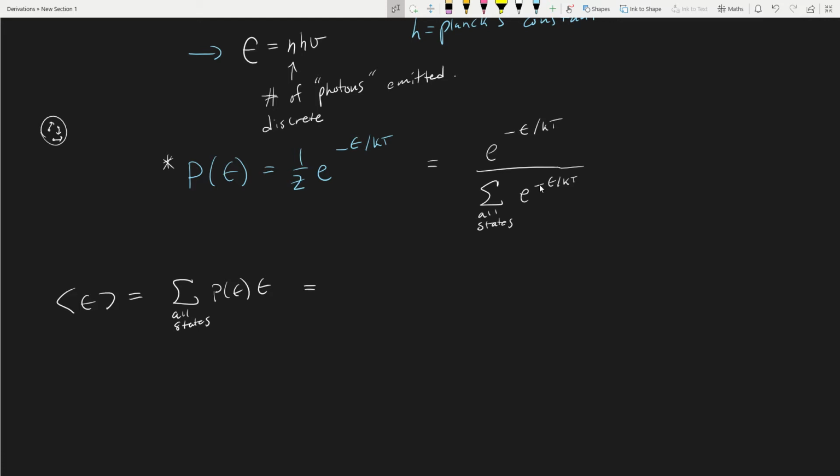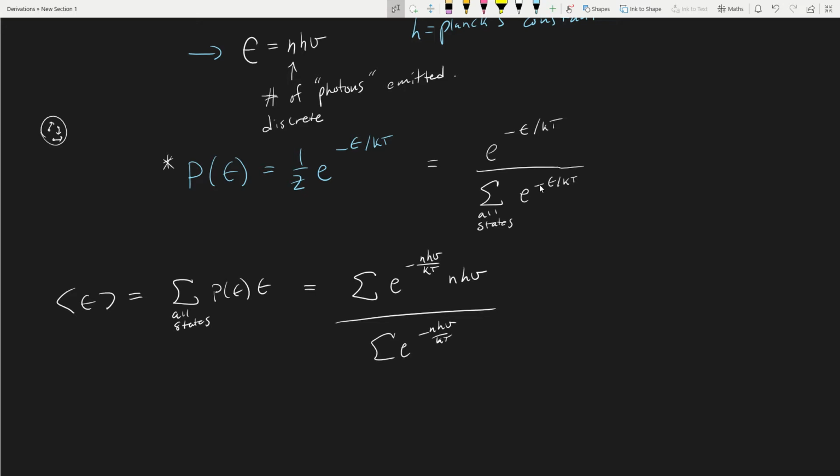But this is really fascinating. So the states of the system have been redefined, which is an incredible thing when you think about it. So when we plug in the equations here, we get e to the negative nhν over kT times nhν, all over the sum of e to the negative nhν over kT.